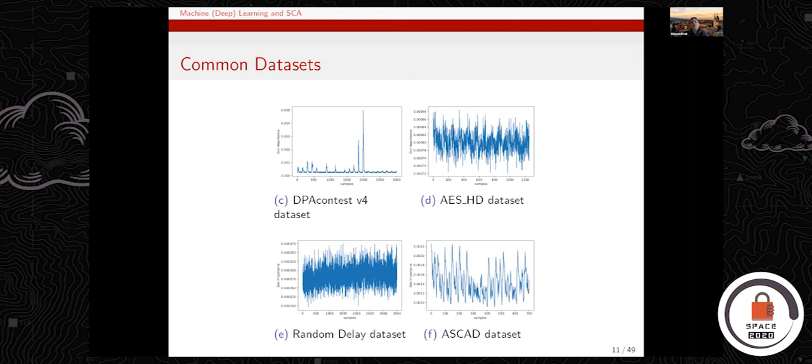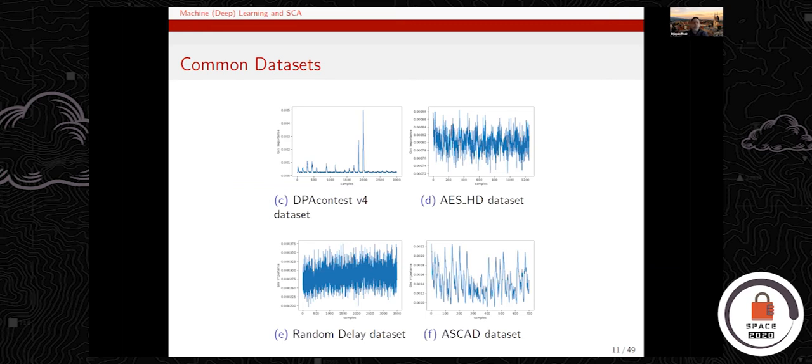Now, when we talk about our machine learning, our deep learning attacks on side-channel, I think it's also very important to understand what kind of attacks we are actually talking about in terms of data sets. And unfortunately, this is also one of the big issues we have as a community today. There is only a small number of publicly available data sets. And of course, you want to use publicly available data sets, otherwise your results are not really reproducible.